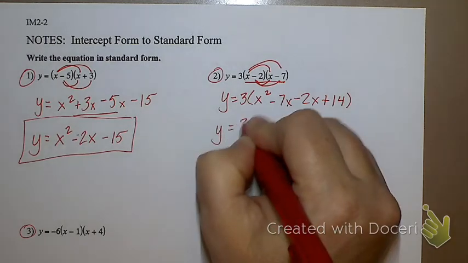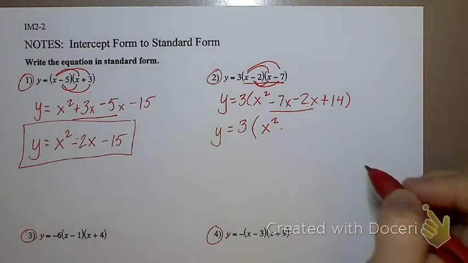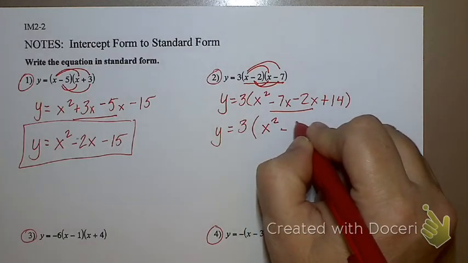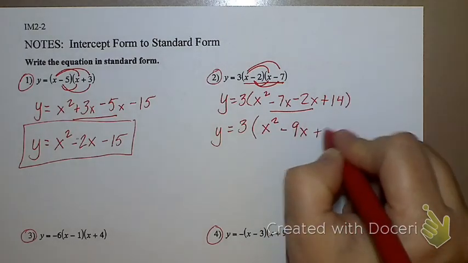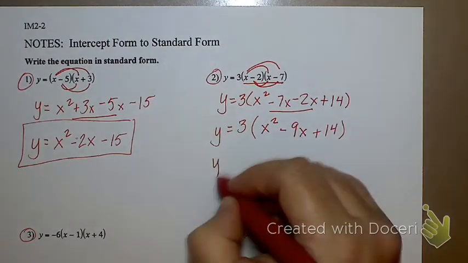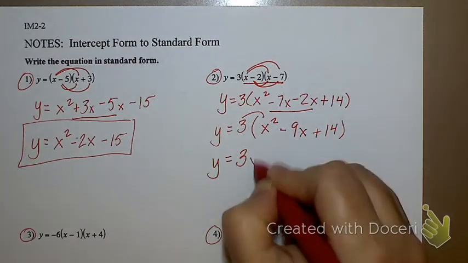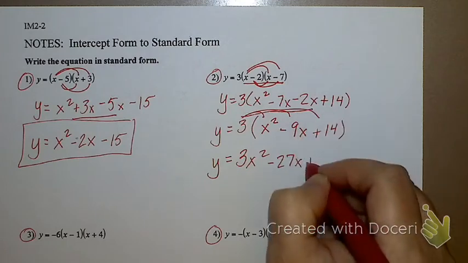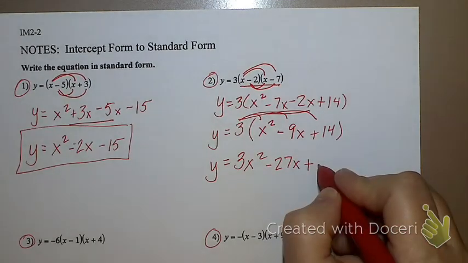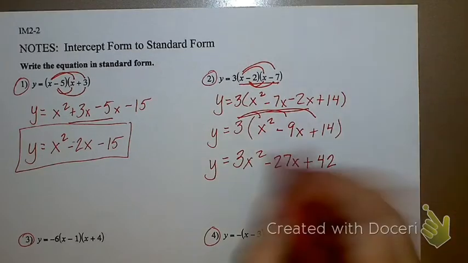So let's see. What have I got now? Y equals 3 times x squared minus 9x, because negative 7 and negative 2 give me negative 9, plus 14. And then my last step, multiply the 3 through. So 3x squared minus 27x plus, what's 14 times 3? 42. 14, 28, 42. Yep. Done.